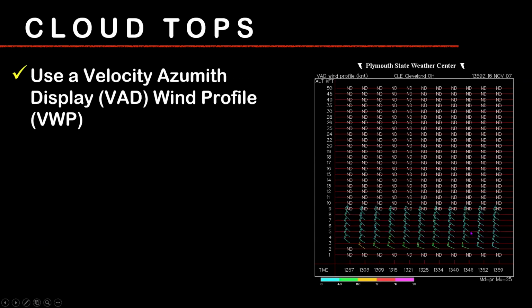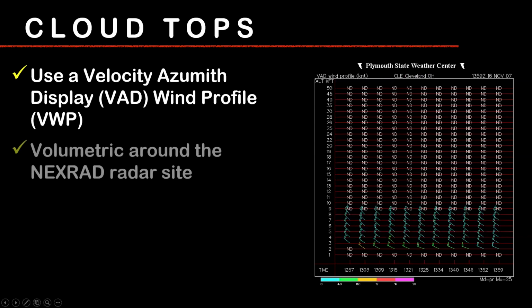And another approach here is the VAD wind profile, which comes from the NEXRAD sites. This is available through the Plymouth State Weather Center. And what you're looking at here is a volumetric sensor area. So it's not right at a specific location, but it's more of a volume area around the NEXRAD site.